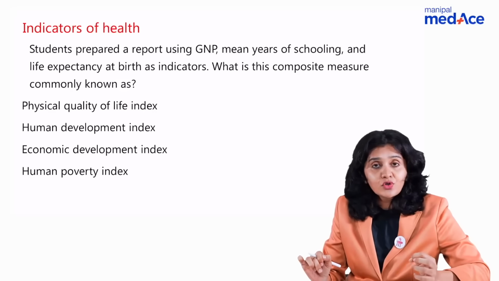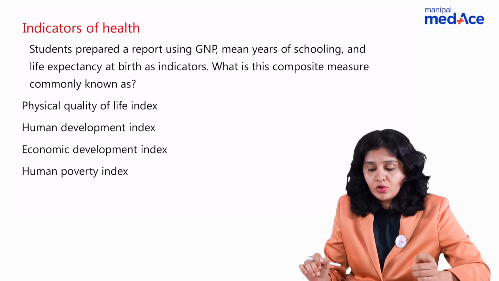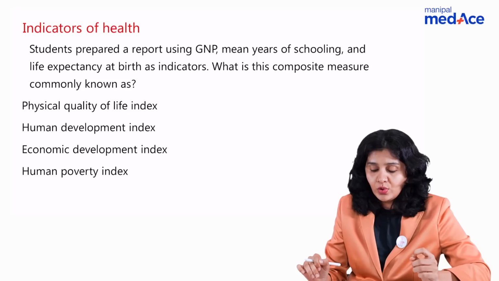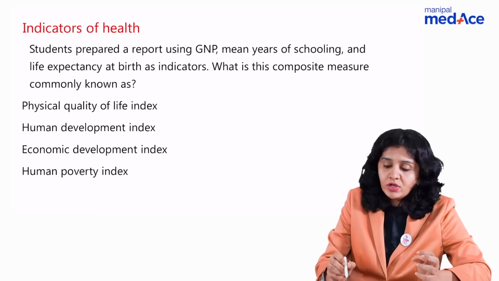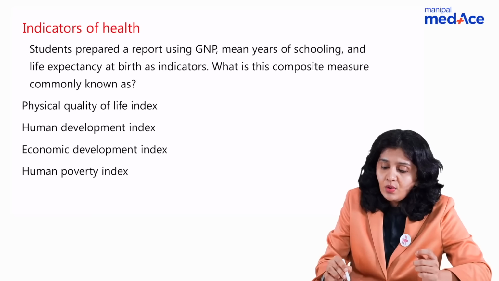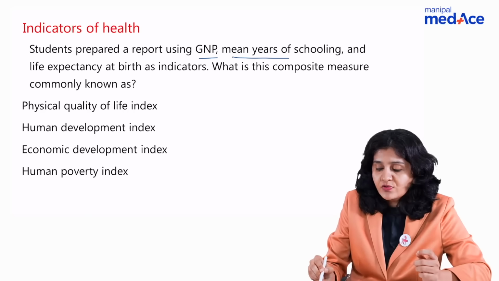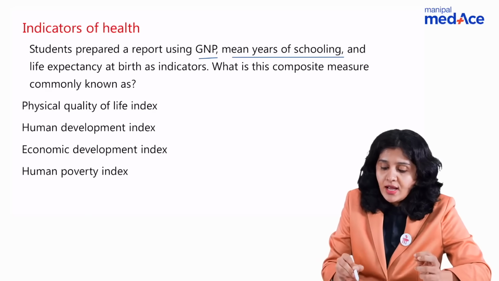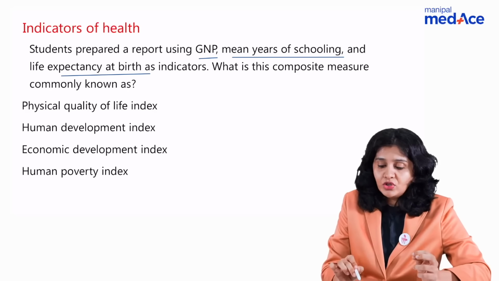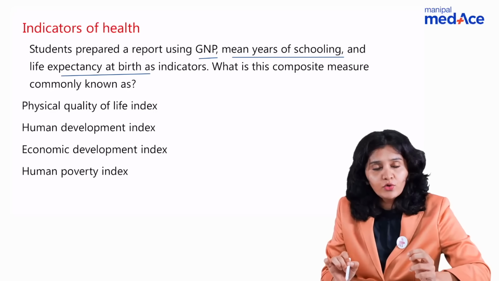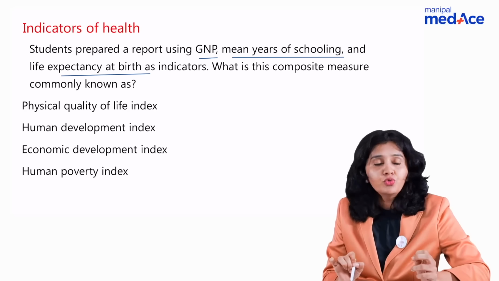Moving on to indicators of health. This is from the Concept of Health and Disease chapter. Students prepared a report using GNP, mean years of schooling, and life expectancy at birth as indicators. So the students have prepared a report using 3 different indicators. What are the indicators? GNP, that is income, mean years of schooling is nothing but knowledge, and life expectancy at birth. What is a composite measure commonly known as? Is it physical quality of life index, human development index, economic development index, or human poverty index?